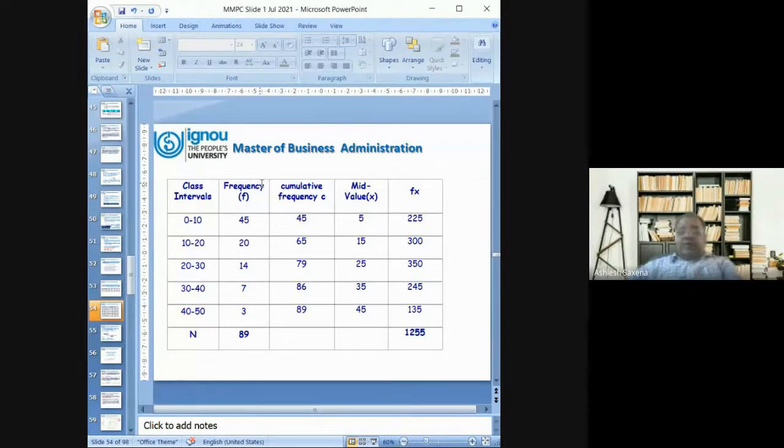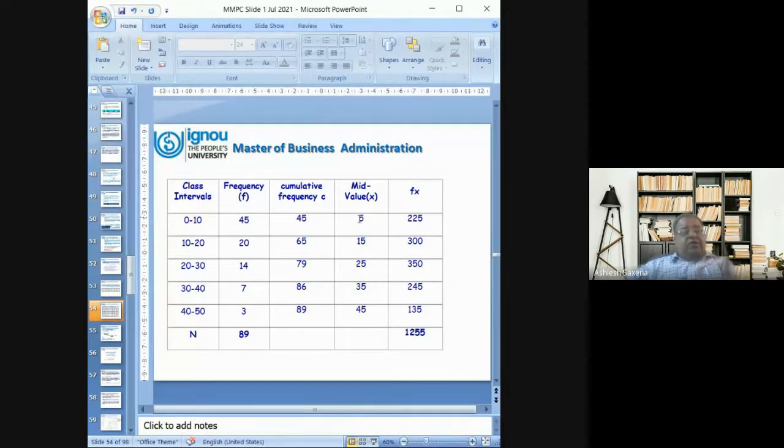Since we have to determine the mode and median, we have to find cumulative frequency. What I told you: this 45 will come in front of this. This 45 will be added to this 20, it will become 65. This 14 will be added to this 65, it will become 79. 79 plus 7 is 86. 86 plus 3 is 89. This 89 and this 89 will be the same number, which means cumulative frequency is correct.